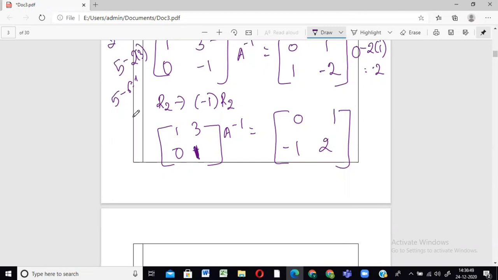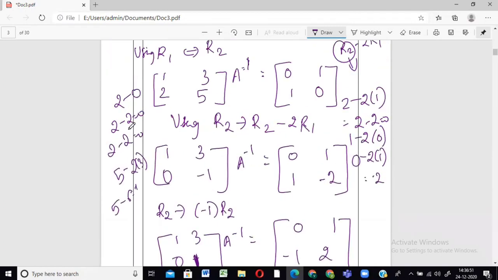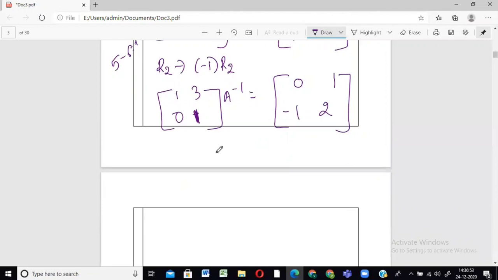Like how we made 2 0. 2 को हमने कैसे 0 बनाया था? 2 minus 2 gave us 0, right? Likewise 3 minus 3 can easily give us 0 with the help of this row now. Okay? So R1 changes to R1 minus 3 times R2. Are you understanding? When I minus thrice the second row, only then I'll get 0, right?